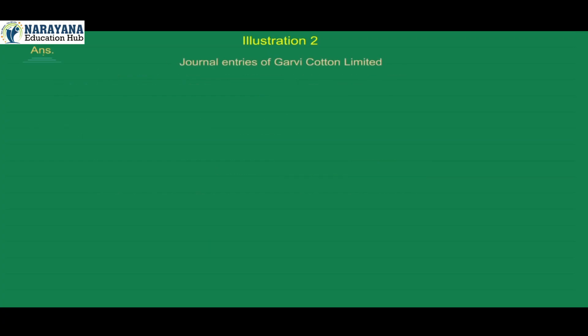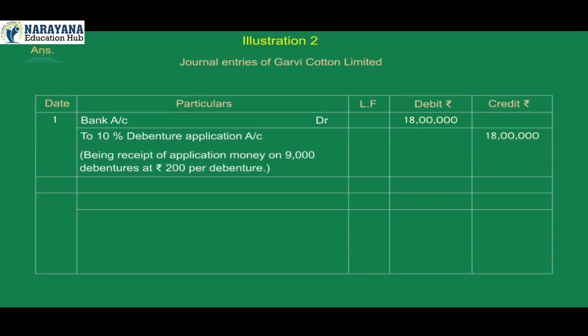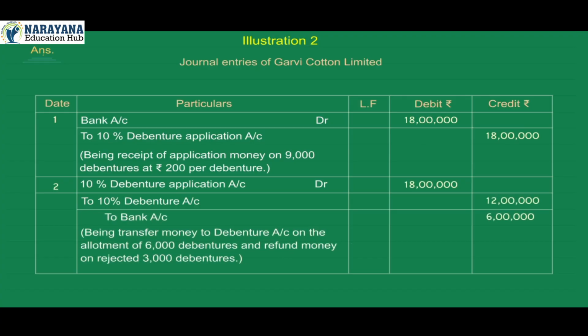Journal entries of Garvi Cotton Limited. Date, particulars, ledger folio number, debit, credit. 1. Bank account debit ₹18 lakh to 10% debenture application account credit ₹18 lakh. Being receipt of application money on 9,000 debentures at ₹200 per debenture. 2. 10% debenture application account debit ₹18 lakh to 10% debenture account credit ₹12 lakh, to bank account credit ₹6 lakh. Being transfer of money to debenture account on the allotment of 6,000 debentures and refund of money on rejected 3,000 debentures.